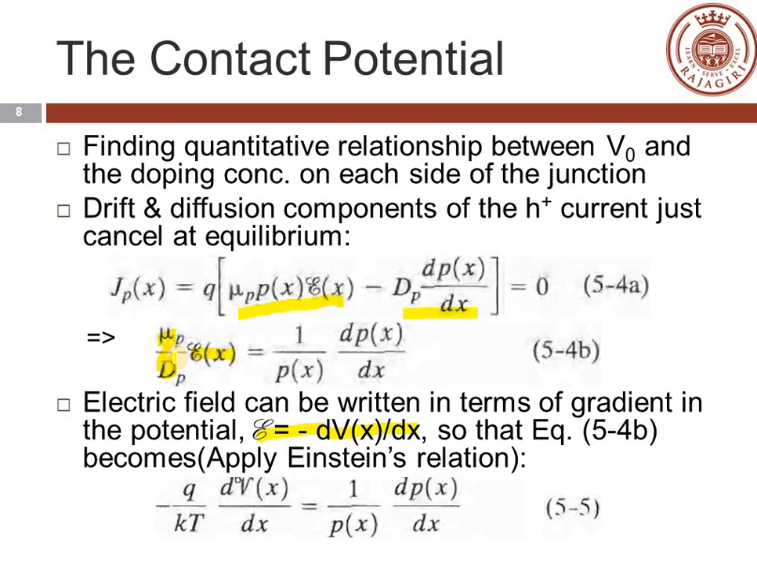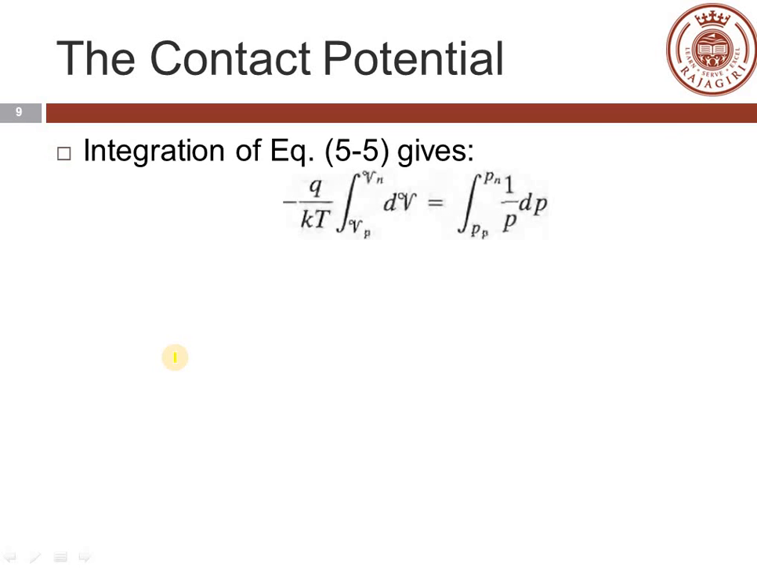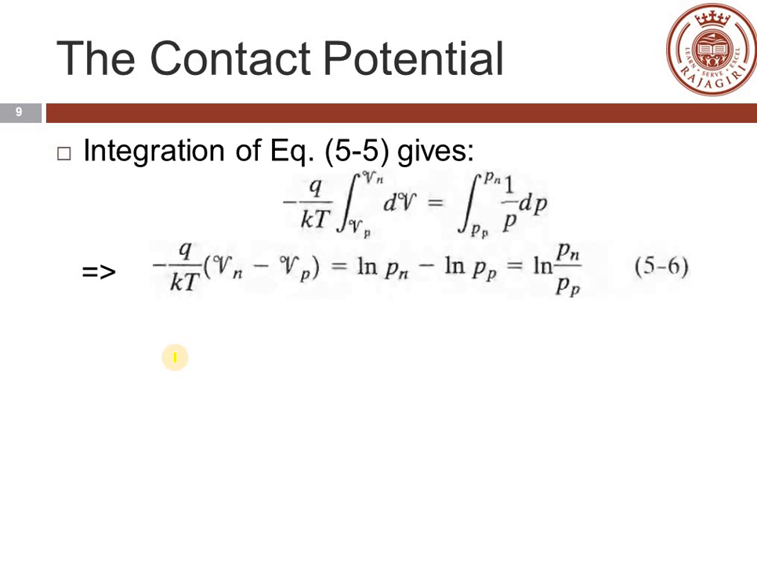Now we will integrate this particular equation from the P region to the N region, as shown over here. This is −q/kT times the integral from Vp to Vn, that is potential at the P region to potential at the N region, dV, equal to the integral from pp to pn of 1/p dp, where pp is the equilibrium hole concentration at the P region and pn is the equilibrium hole concentration at the N region. Then we will get this equation, and finally we get V0 = (kT/q) ln(pp/pn), where Vn minus Vp equals V0.